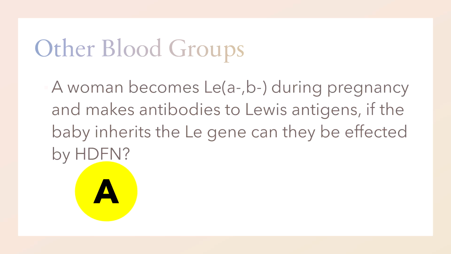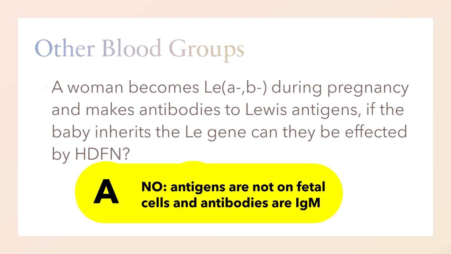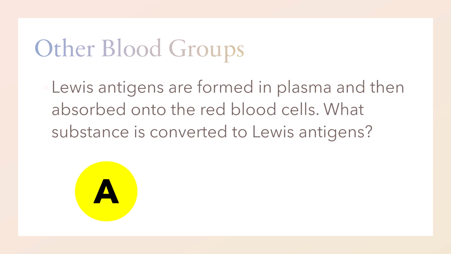A woman becomes Lewis A negative, B negative during pregnancy and makes antibodies to Lewis antigens. If the baby inherits the Lewis gene, can they be affected by hemolytic disease of the fetus and newborn? The answer is no, because antigens are not on fetal cells and antibodies are IgM. Lewis antigens are formed in plasma and then absorbed onto the red blood cells.